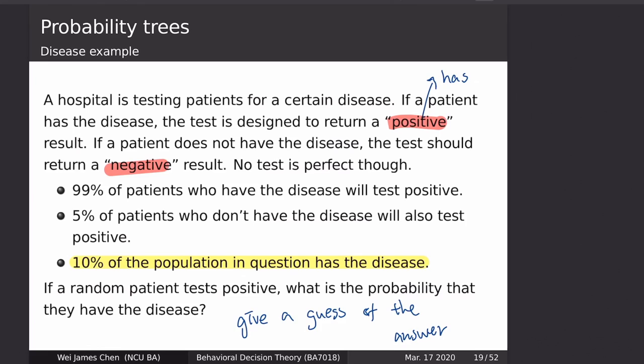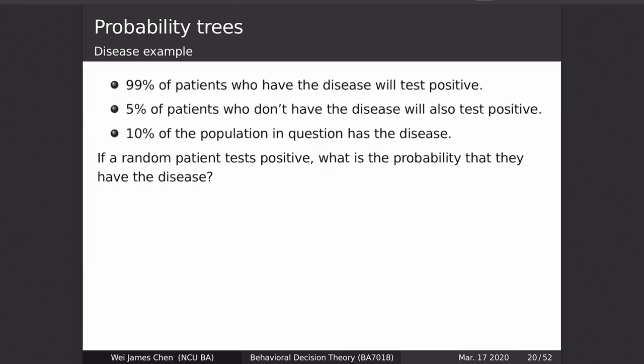Looks like the answer. First of all, we know that 10% of the population actually has the disease. So has disease, that's 10% of the total population. Let's write 0.1 here, easier to see. And those who do not have the disease, that's 0.9. And if you have the disease, then 99% of the chance it will say you're positive.